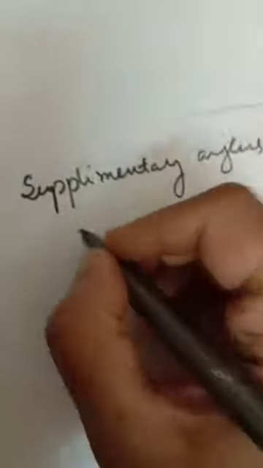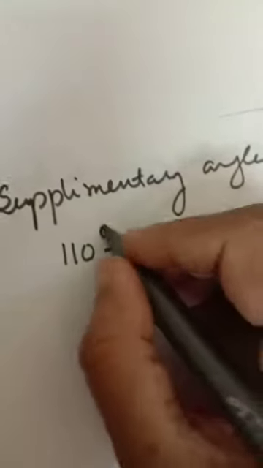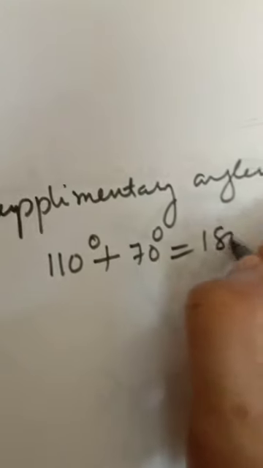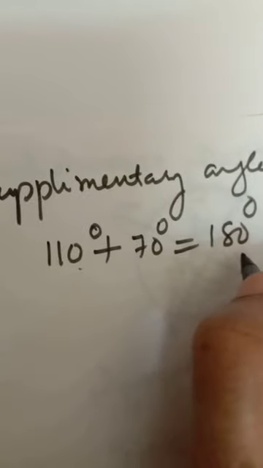Now supplementary angle. Supplementary angle, when two angles you add, you should get 180. Then we can say that two angles are supplementary angles.